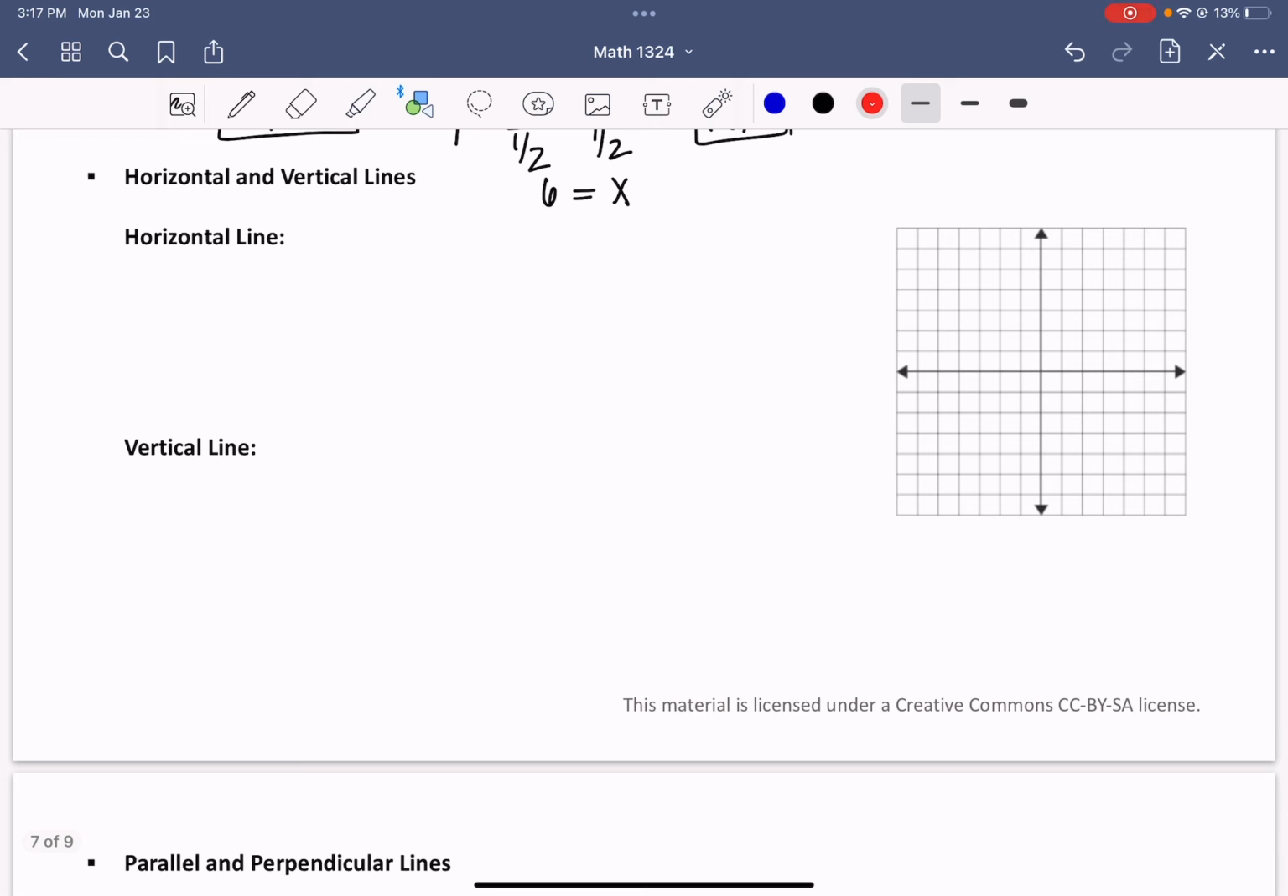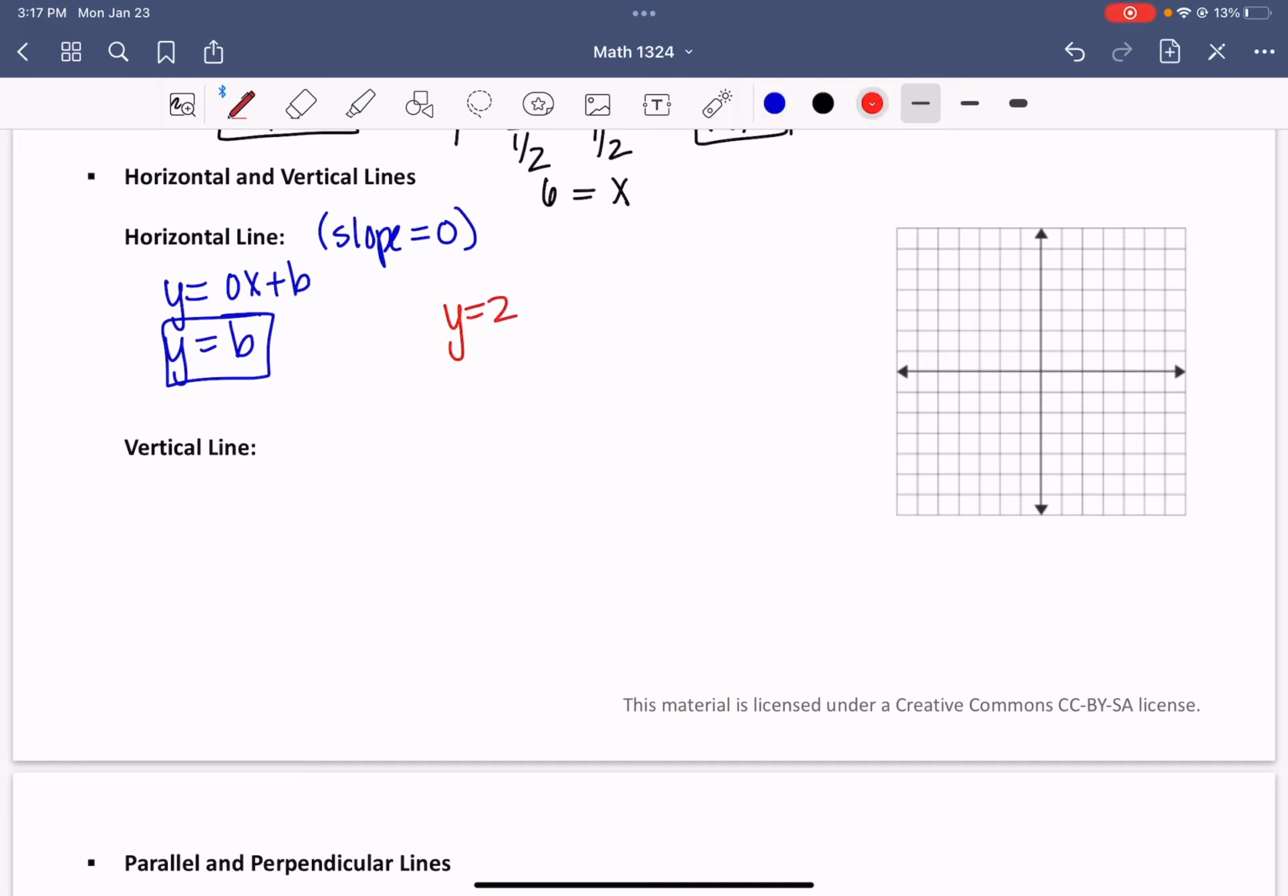What I want to jump into is your horizontal and vertical lines, two very special linear functions. Your horizontal line is going to be when your slope equals 0. And so that means if we're thinking about this in terms of y equals mx plus b, this is y is equal to 0x plus b. So that means it's just y equal to b. So all of the equations of your horizontal lines are going to be y equal to b.